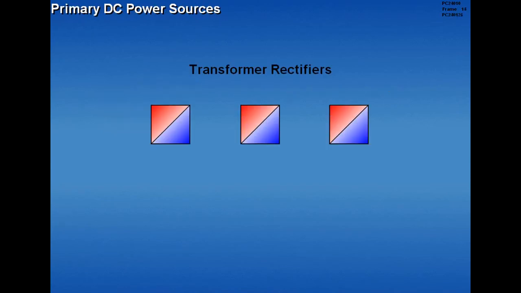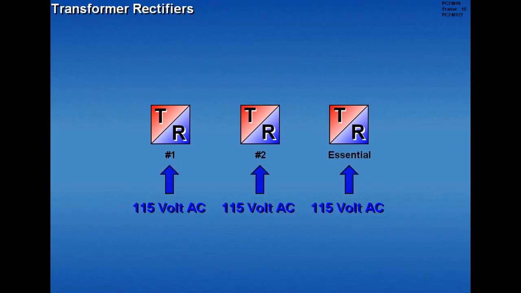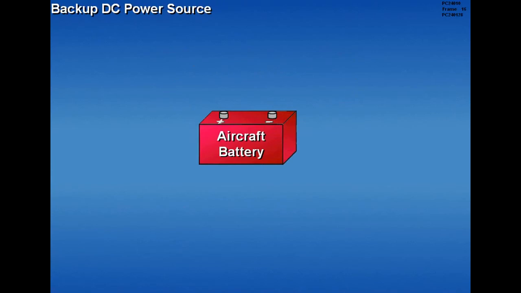The primary sources of aircraft DC power are three transformer rectifiers, or TRs. The TRs convert 115-volt AC power to 28-volt DC power. Backup DC power is provided by a 24-volt NiCad battery.